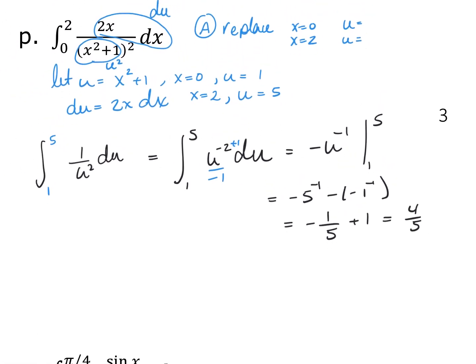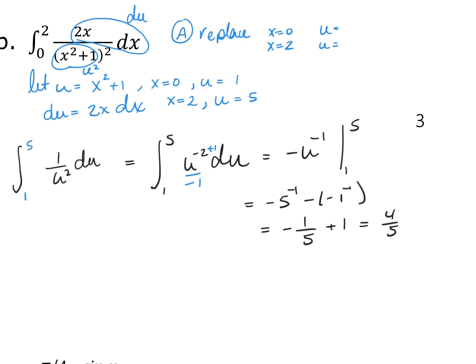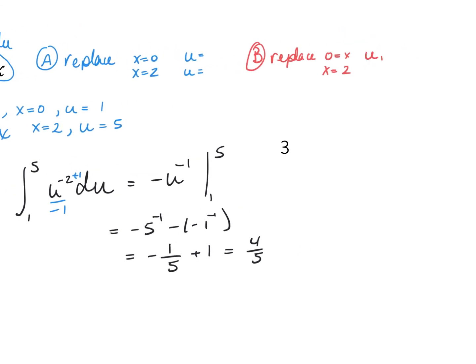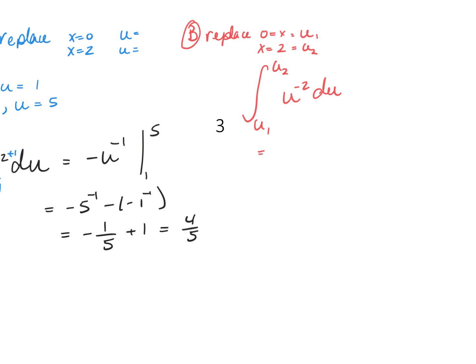That's option A. Now, I'm going to do option B. And replace x is equal to 0, and x is equal to 2 with u1 and u2. So I'm going to use u1 and u2. I'm still going to integrate, and I'm going to end up still doing the same u sub, and I'm still going to have u raised to the negative 2 du. And this is going to give me negative u raised to the negative 1, from u sub 1 to u sub 2.